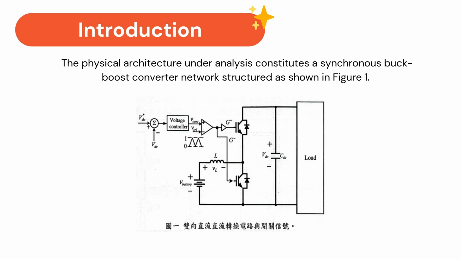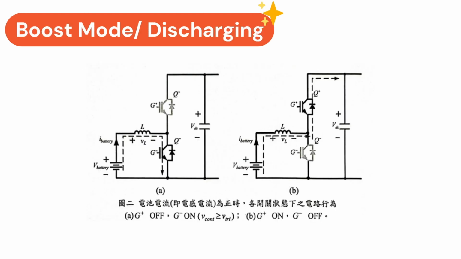And here we have two modes in this circuit. The first one is the boost mode or the discharging mode. In this boost mode, the buck-boost converter can be used as a step-up converter. The output voltage here is higher than the input voltage. The converter achieves this by reversing the polarity of the input voltage and drawing power from an energy reservoir, which is the inductor.